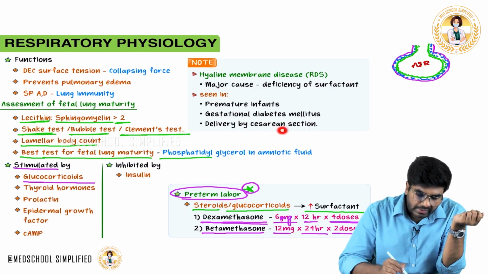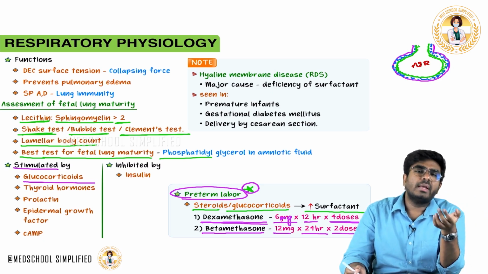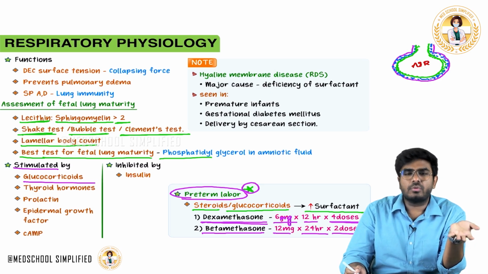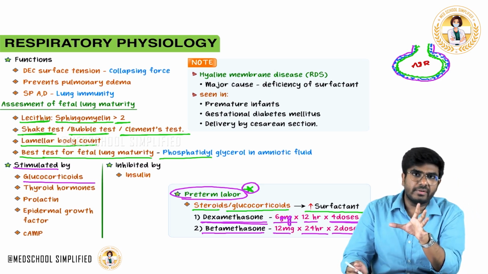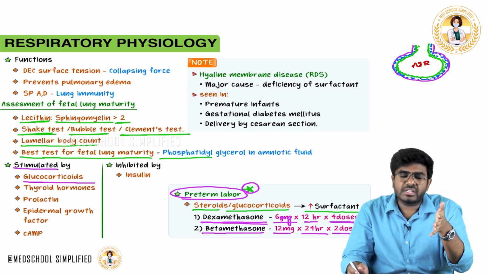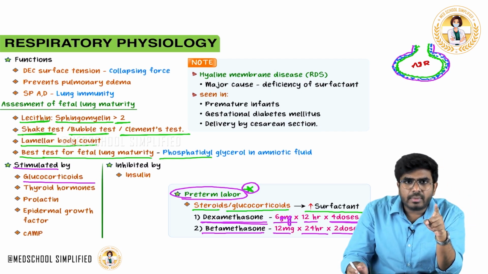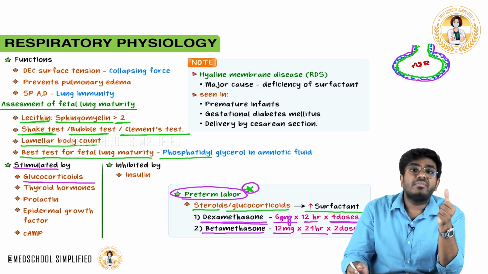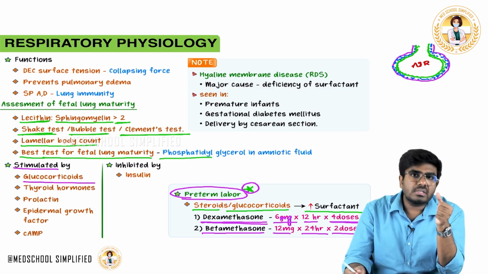Now, delivery by C-section. If you do delivery by C-section, that also can cause respiratory distress syndrome. The concept here is, usually in a normal vaginal delivery, NVD, there is a lot of stress. The baby has to pass through the narrow genital tract, so the baby is under a lot of stress. Whenever there is stress inside the baby's body, which hormones are going to be produced? The stress hormones, sir. Cortisol is going to be produced.